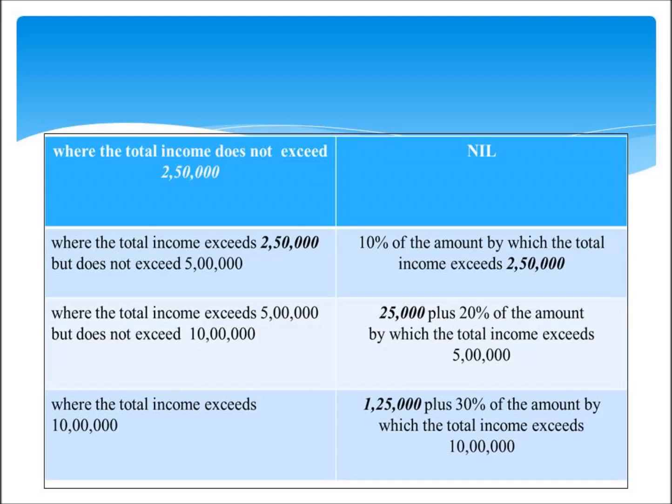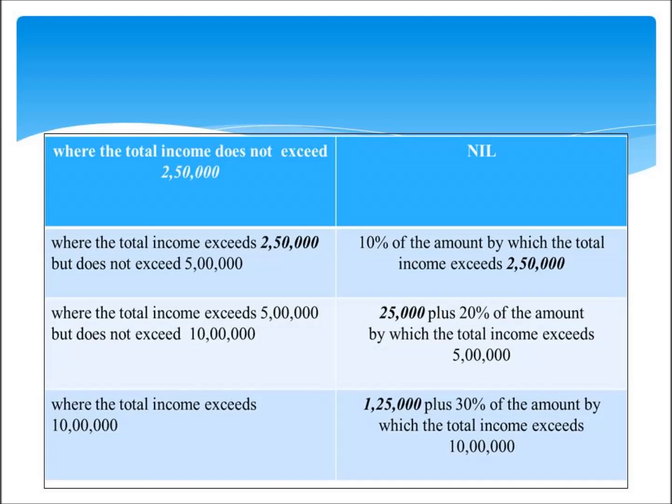So now if my income is 5,50,000, I'll pay tax at the rate of 25,000 plus 20% of 50,000, and that will come to 10,000. So total income tax which I have to pay will be 35,000. You all are getting my point? How this is working, how this slab is working.